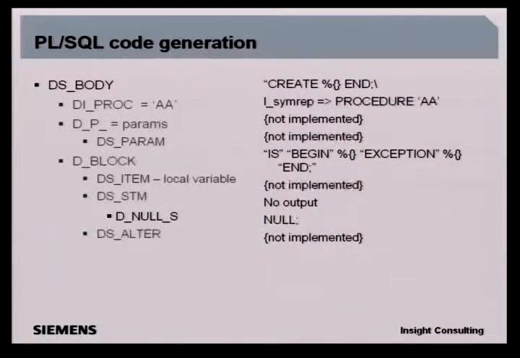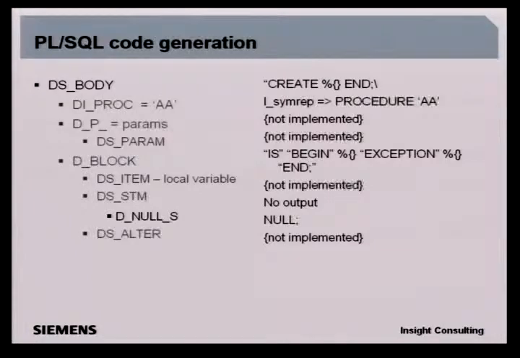So if you wanted to generate the code for that simple procedure that we had, you can see the DS body node has got a DI proc node with a lexical attribute of AA. DP is the parameters. There were no parameters for our simple procedure, so we've not implemented anything. The block itself contains the local variables, the actual statement, and the exception handler, but we've only got a null statement, so it's very, very simple.